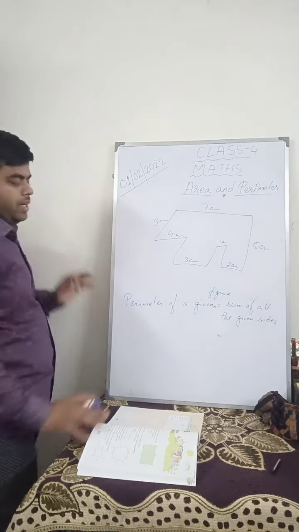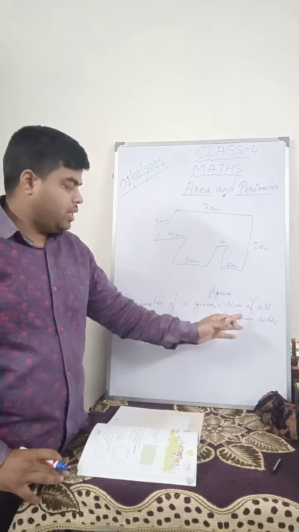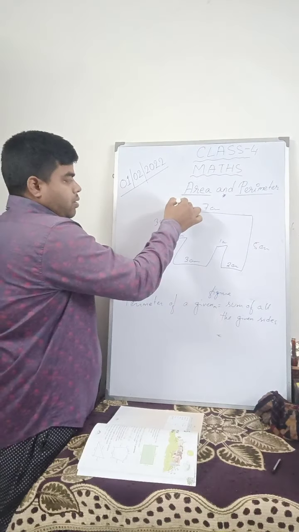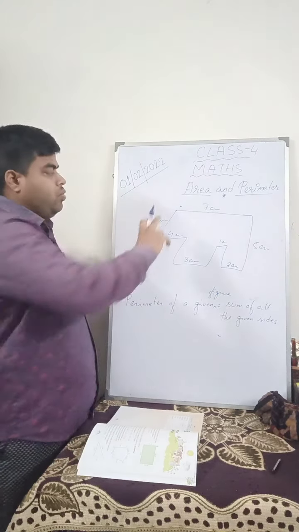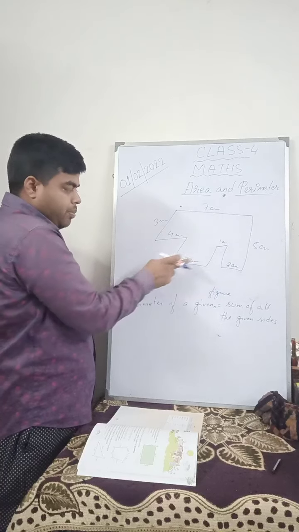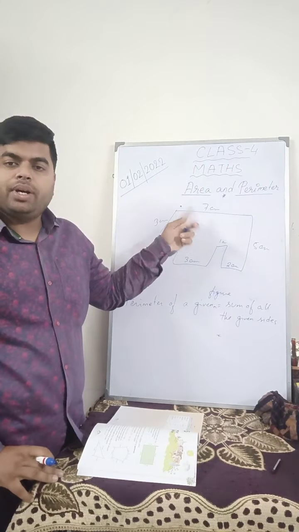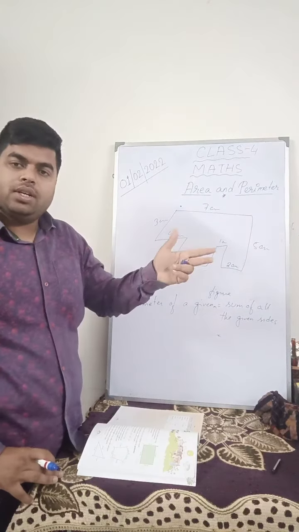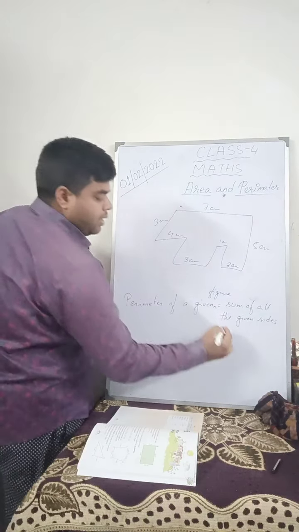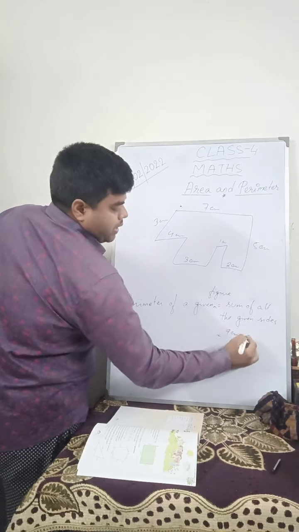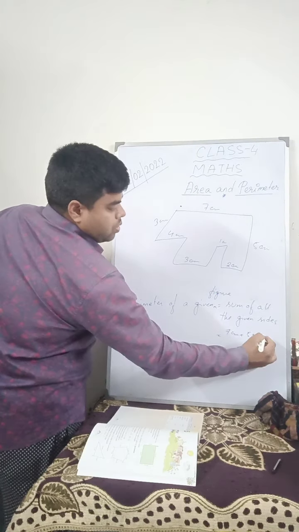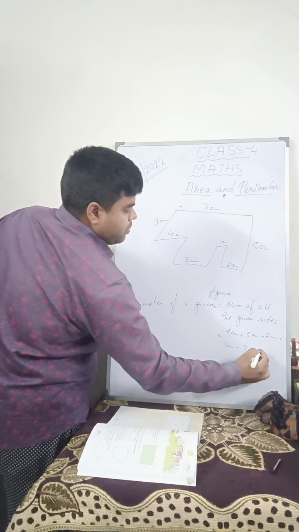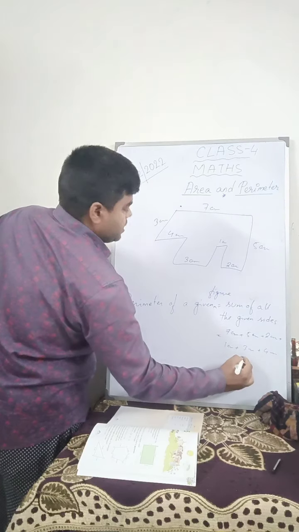To find the perimeter of the given figure, first you have to write the formula. Perimeter of a given figure is equal to the sum of all the sides. From where you are starting, just put a point, so that when you add in series, you don't take a measurement again. If you forget where you started, you will take 7 twice. So it's better you mark it and then write 7 centimeter plus 5 centimeter plus 2, going serially, plus 1 centimeter plus 3 centimeter plus 4 centimeter plus 3 centimeter.